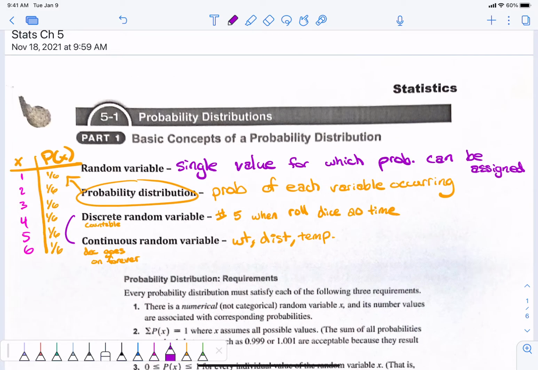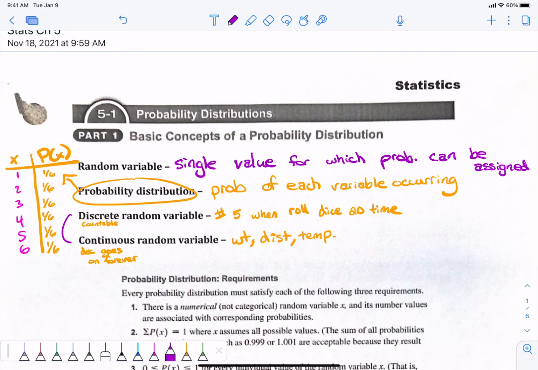Does that make sense? And then within random variable, we have a discrete random variable and a continuous random variable. Those are just further describing what types of variable those are. Okay? Good? Make sense? Can you leave that there? Yes, I can.